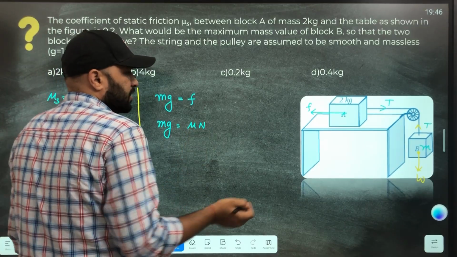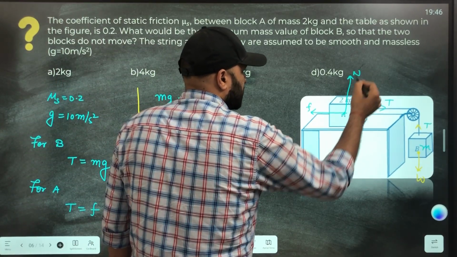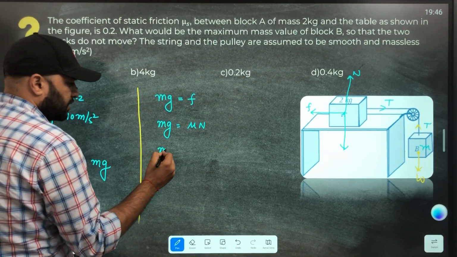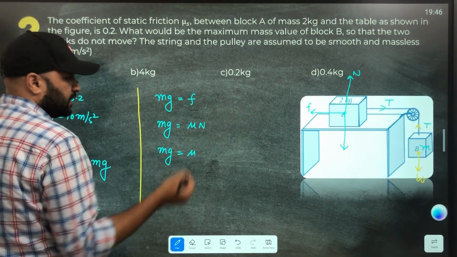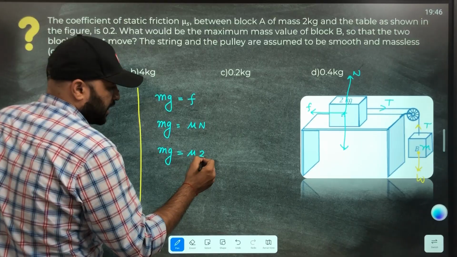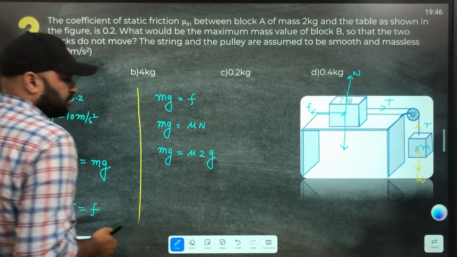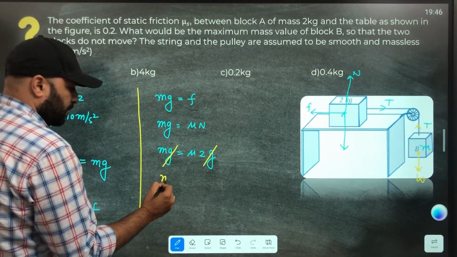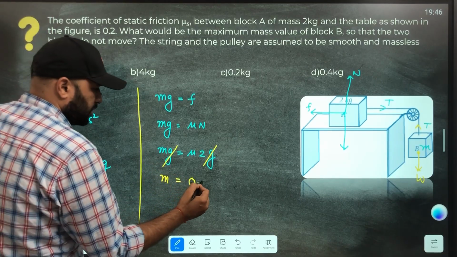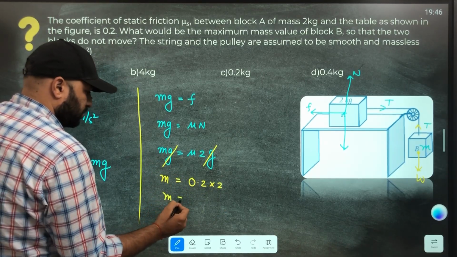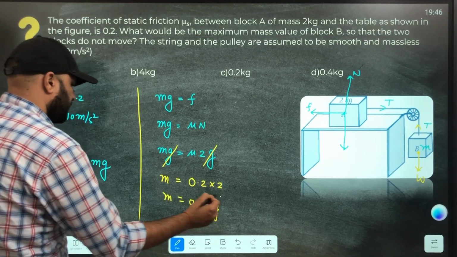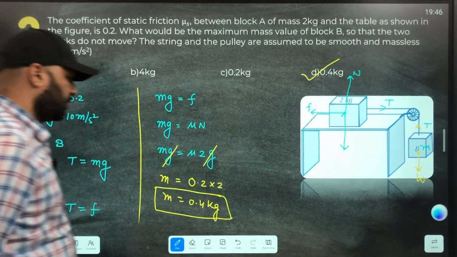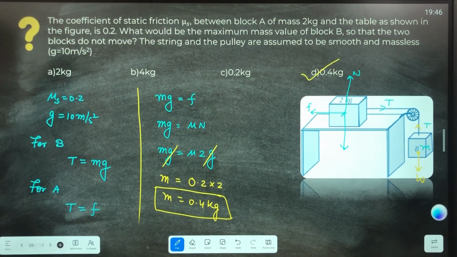And F is nothing but mu n. So where is n? Normal reaction, upward in direction, weight, downward in direction. Clear? So n is nothing but the weight here in this case. So mg will be equal to mu times, what's the mass in this case? So 2 kg. And what's the g value here? Let's keep it g. Okay, 2g. I'm just putting, that is the weight. So let's cancel out this g with g, and m will be equal to mu, that's 0.2 into 2. And that will be equal to 0.4 kg. That will be our correct answer. Okay. Yeah, option D is there, 0.4 kg. I hope this is clear. Let's see the next question.